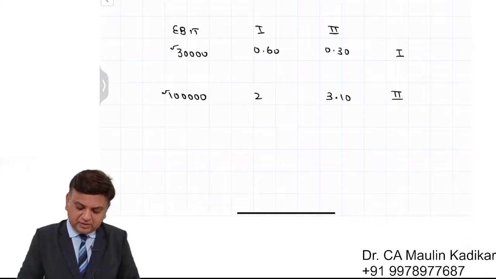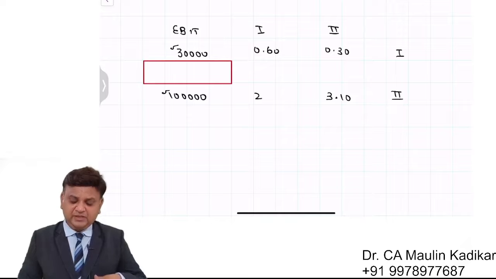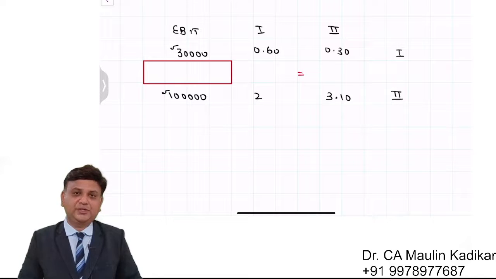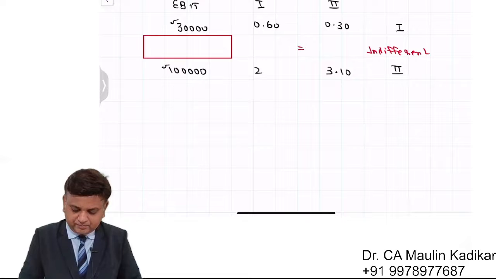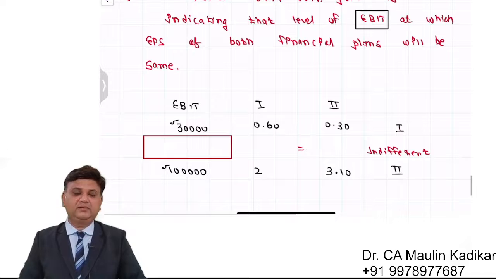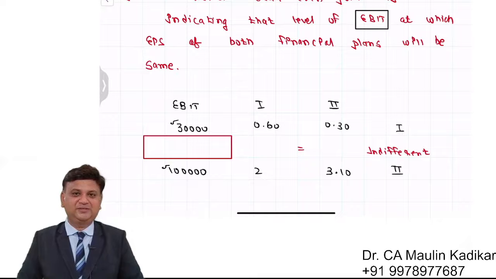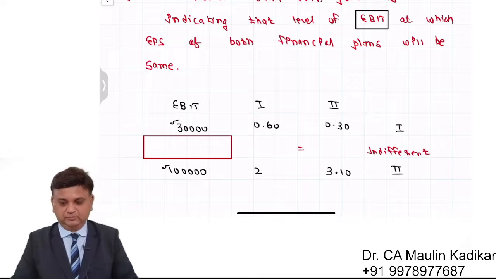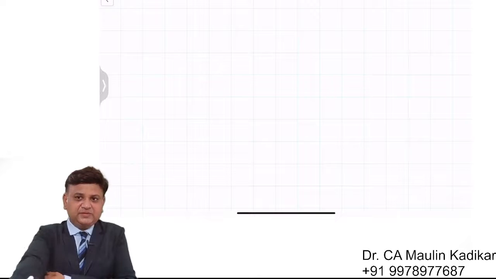And we are supposed to calculate in the second part of the question what must be the level of the EBIT at which both the financial plans will have the same earning per share. So at that point of time, you are indifferent whether to select the first financial plan or the second financial plan. And that is what we are required to calculate in the second part of the question. So let us have understanding how to calculate the answer. Everybody is requested to pay attention.